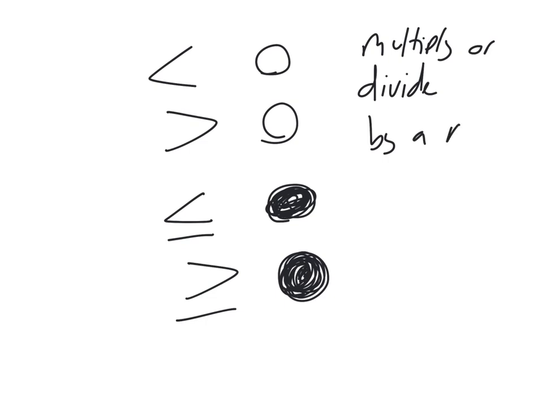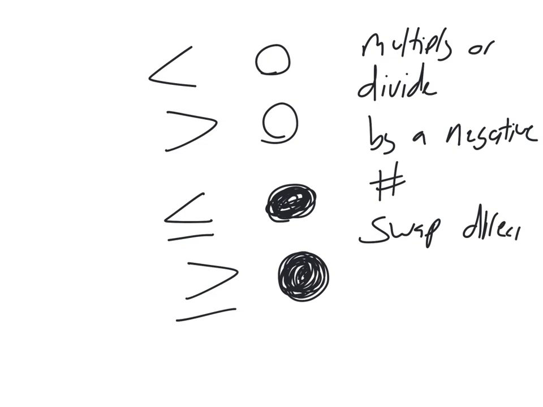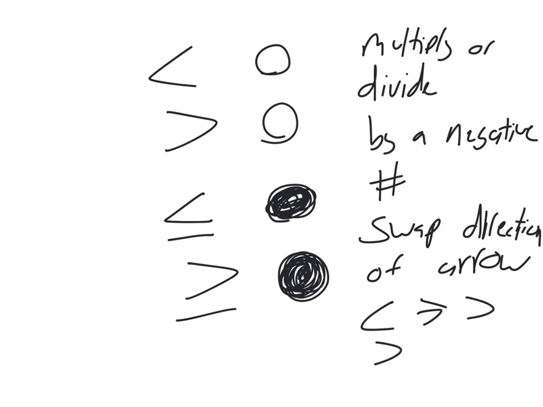Alright. And when we multiply or divide by a negative number, swap the direction of the arrow. So left goes right and right goes left.